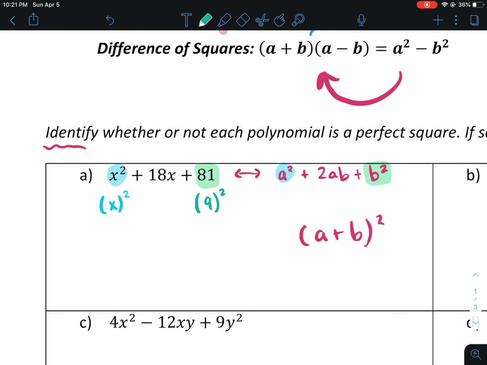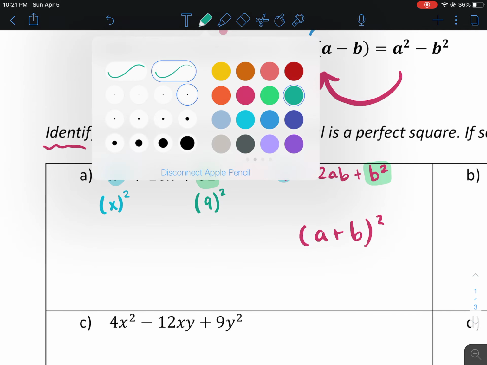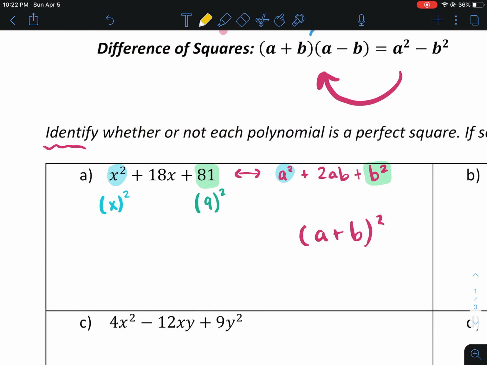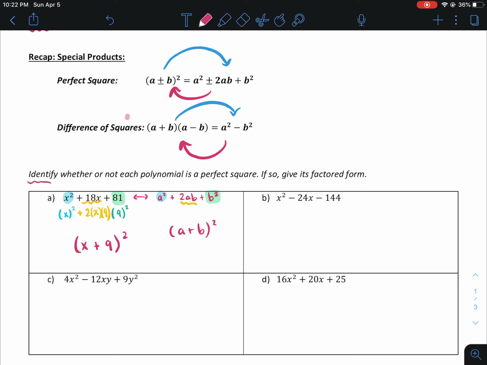And so just having the a squared and the b squared doesn't guarantee that it's a perfect square trinomial. This middle term has to match that 2ab. It has to be equal to 2ab. So we're looking, does this equal 2 times a, which is x, times b, which is 9? And it does. 2 times x times 9 is going to give us 18x. And so I know for a fact that my answer here is (a plus b) squared, or (x plus 9) squared, but that's because it checks out. All the pieces check out.